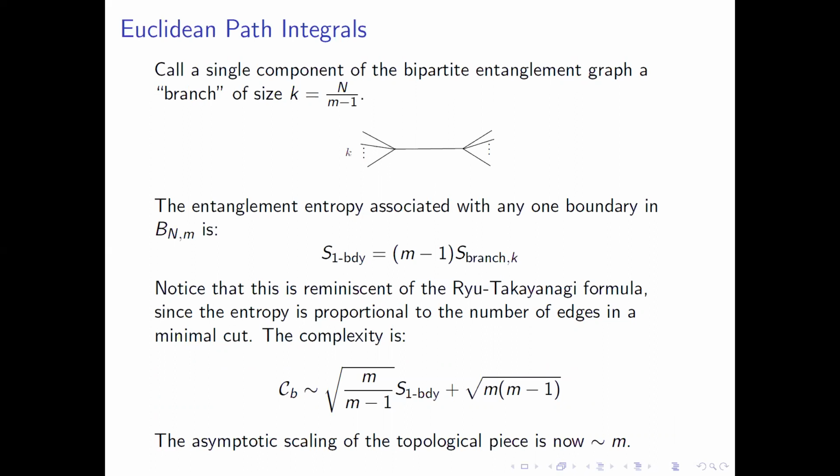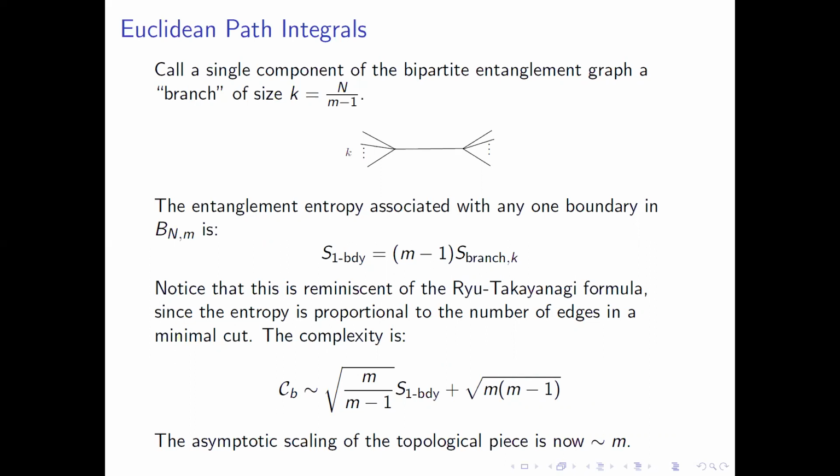So let's call a single component of the bipartite entanglement graph a branch. We've pictured a branch here, and the branch has a fixed size, which is determined by the number of oscillators on each boundary divided by the number of the rest of the boundaries. And the entanglement entropy associated with any one boundary is proportional to the entanglement entropy associated with this branch graph by a factor of m-1.